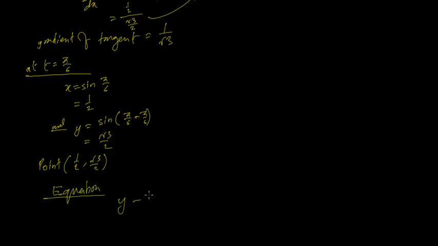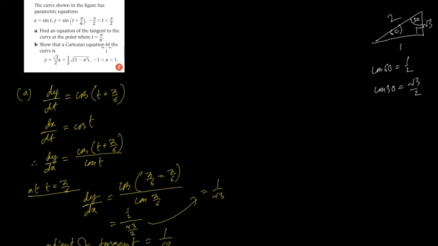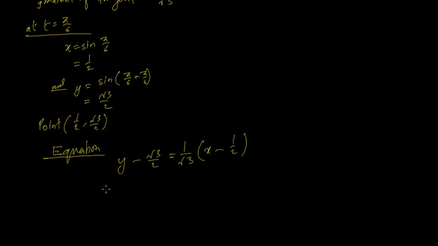So y minus y1, which is square root of 3 by 2, equals the gradient, 1 by square root of 3, times x minus x1, which is half. The question says find the equation of the tangent, and we don't have to answer in any particular format, so we can keep the answer in any way we want. So y minus square root of 3 by 2 is 1 by square root of 3 x minus 1 by square root of 3 times 1 by 2, which is 1 by 2 square root of 3.